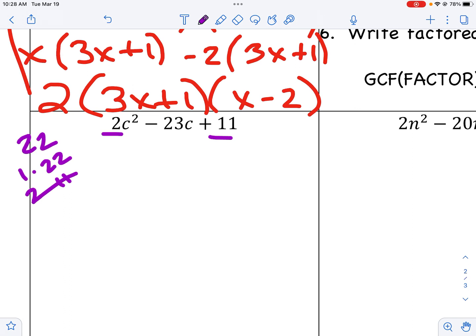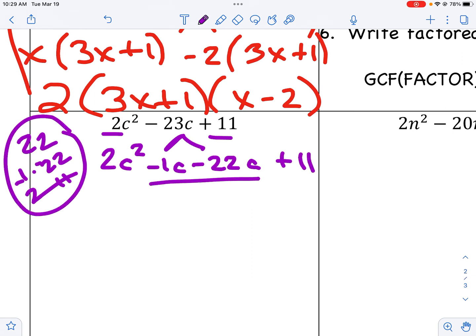Well, 2 and 11 clearly don't make 23. So to make a negative 23, it's going to be negative 1 and a negative 22. So I'm going to write this out. I'm going to copy this part down. I'm going to split this out into a negative 1c and a negative 22c, and I still have my 11. So remember, this is the part we just found over here on the side.